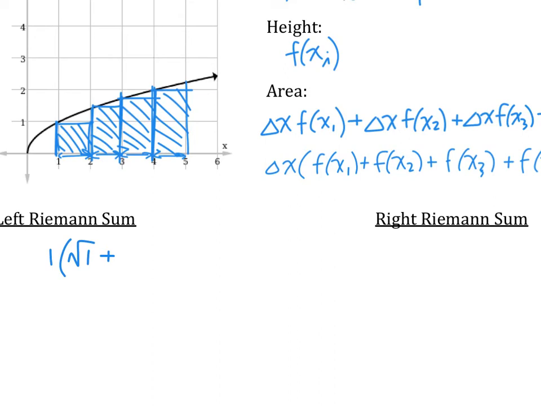Okay, so the second interval is between 2 and 3, and I want the left-hand side, so that's going to be a height of what? Square root 2. Okay, and then my third interval is what height? And then the fourth one? Yes, square root 4, which is 2. And then you just solve. So you can just use your calculator, figure out what that number is. 6.146.